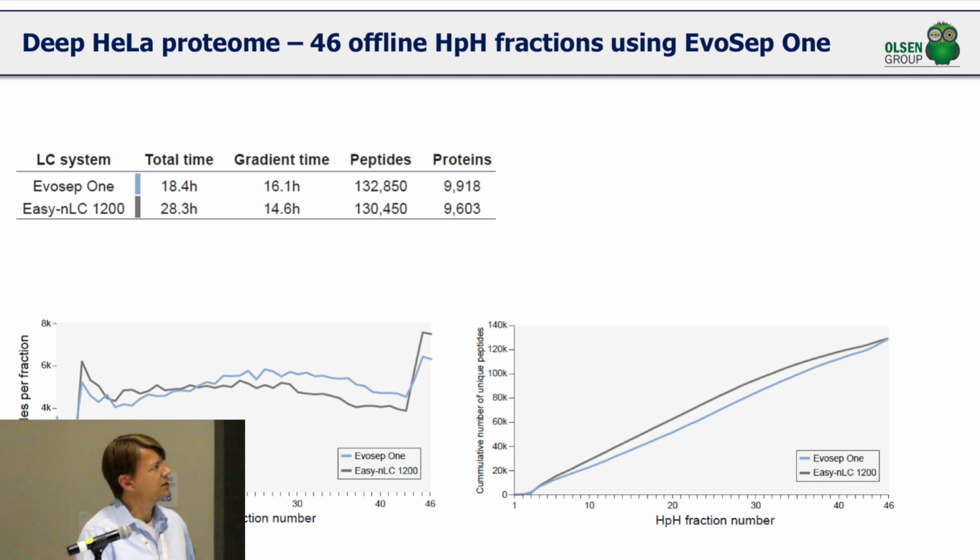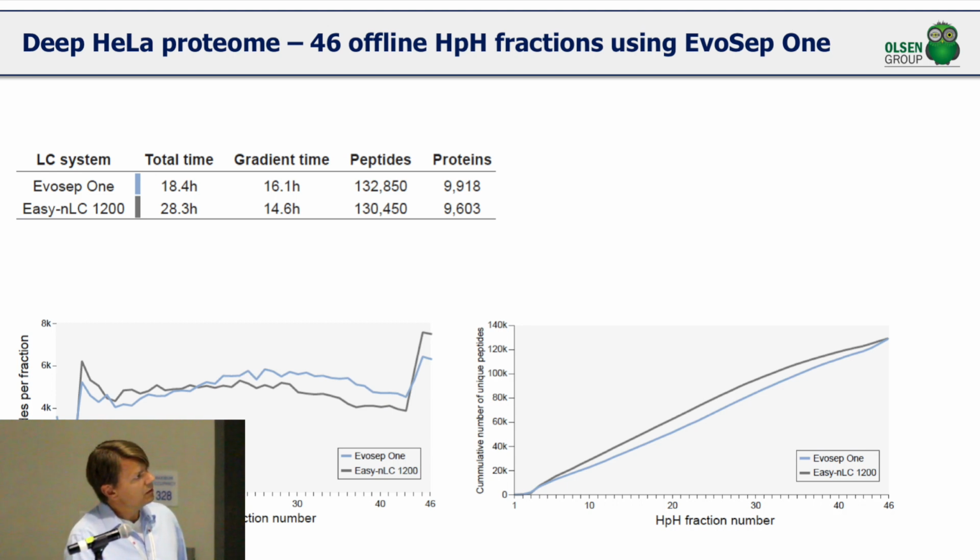So to run all 46 fractions, that sums up to something like 28 hours of mass spec time that we need to spend. But now, with the EvoSep One system, we can see that in just 18 hours, so we're basically saving 10 hours of analysis time, we can achieve more or less the same number of peptide and protein identifications. So we're very pleased with that.